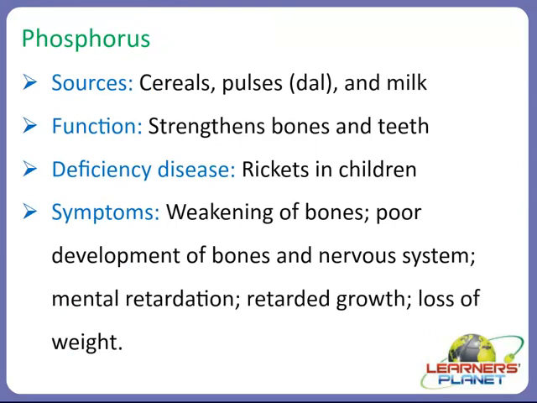Yes, phosphorus. The rich sources of phosphorus are cereals, pulses, also called dal, and it is also present in milk. The function of phosphorus is the same as calcium. It also strengthens our bones and teeth, and the deficiency disease that occurs due to lack of phosphorus is rickets in children, in the same way as calcium. Right? So the symptoms of this deficiency disease are weakening of bones, poor development of bones and nervous system, mental retardation, and retarded growth, meaning growth of children will not take place, right?